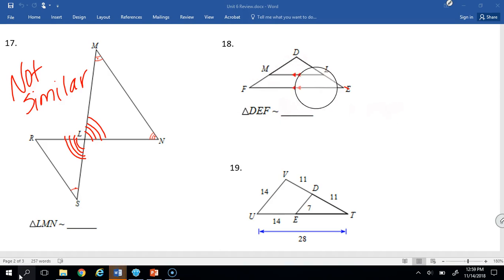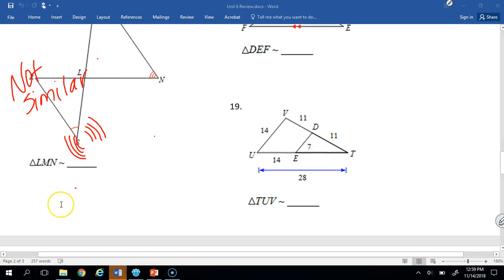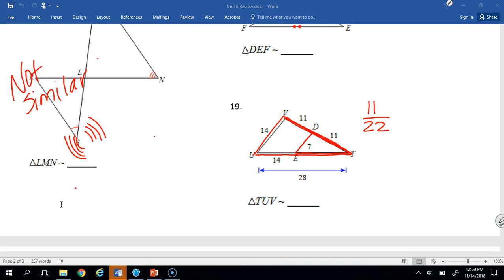Number 19, let me scroll this up a little bit. Number 19, we have two triangles here too. We have this triangle right here, and then we have this bigger triangle out here. So, again, we're going to talk about the little triangle. We could say 11 over the whole side here. So that's our little triangle, and then our big triangle is 22. Down here, again, I see that this is 28 for the whole thing, and that part's 14. So we could say this is 14 as well.